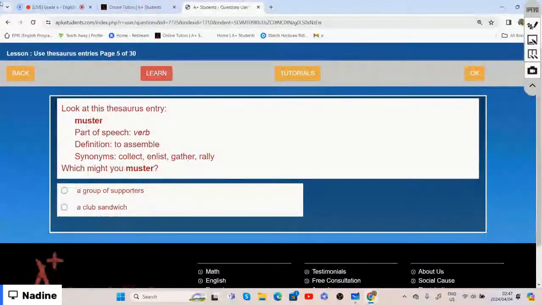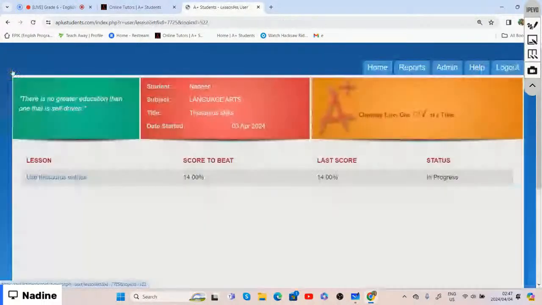So basically, thesaurus entries or thesaurus skills, once again, give us the word and also list synonyms. That is a thesaurus entry. Synonyms are words with the same meaning or words with almost the same meaning. And when it comes to thesaurus entries, if you are not familiar with a specific word, the list of synonyms will at least give you an idea of what the word is.